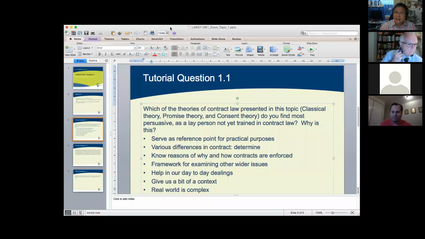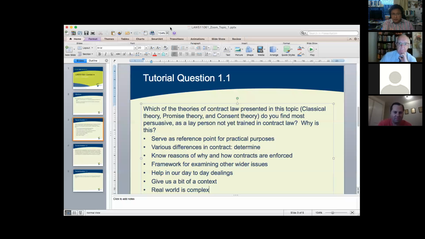Thanks. What exactly is the role of a theory in general? Whether we're speaking of contract law, a theory of criminal law, or a theory of anything, a theory of physics, what exactly is the role of a theory? And I like the idea stated by Chris that theories are building blocks to build our knowledge. What exactly do we mean by that?